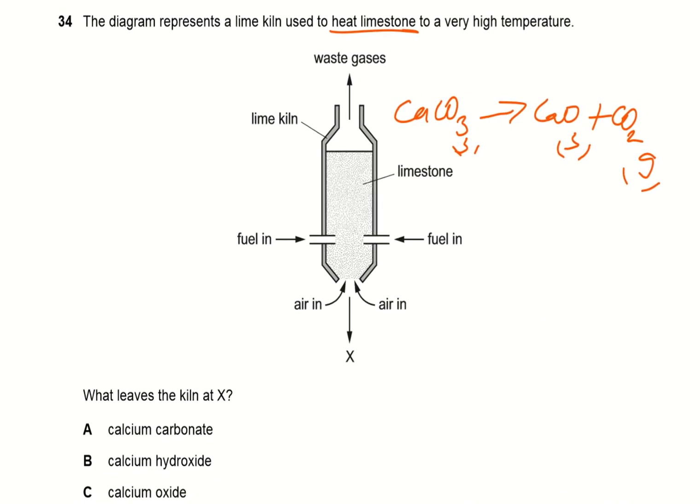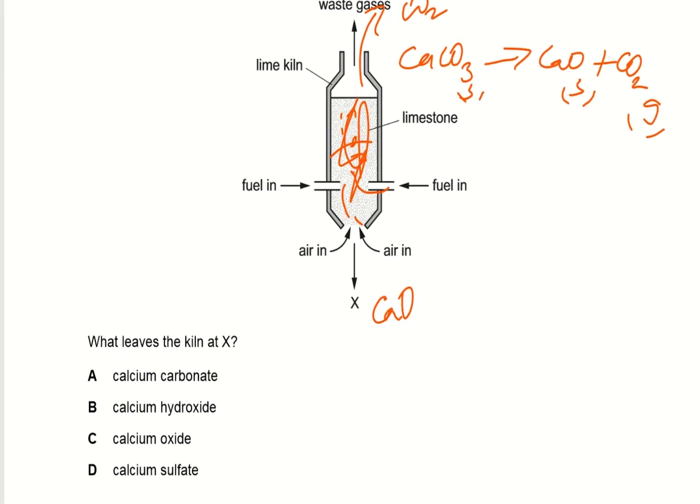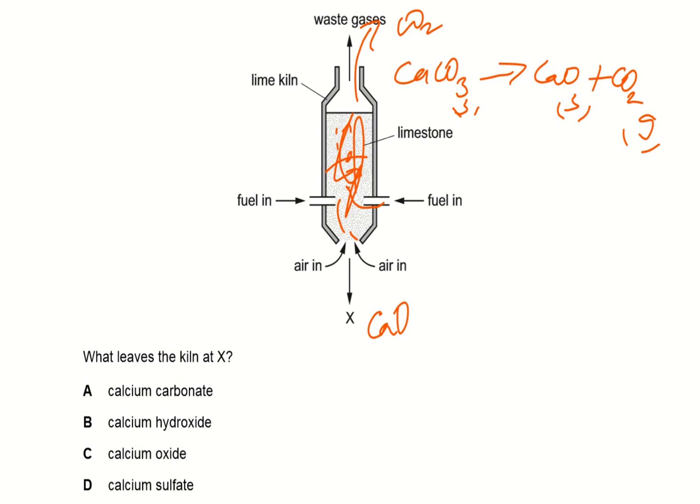So we'd expect calcium carbonate, which is burned by air and a fuel, producing the thermal energy required to burn the limestone. Your carbon dioxide escapes here. Then of course the product required here is your calcium oxide. So the correct answer here is C.